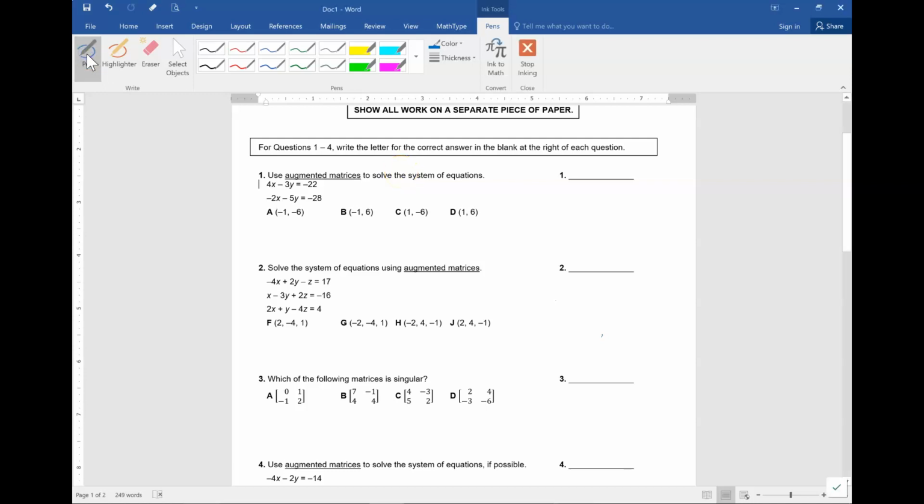Okay, so here we're going to write down the matrix for -3, -22, -2, -5, -28. And what we want is to make that number a 0. So I'm going to do row 1 plus 2 times row 2. So I get a 0 here. And then it's -3 plus 2 times -5, that's -13. And then it's -22 plus 2 times -28, which is -78.